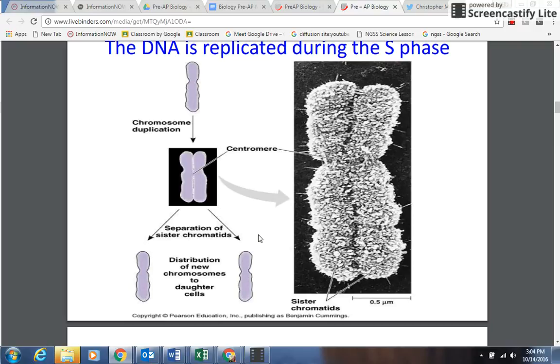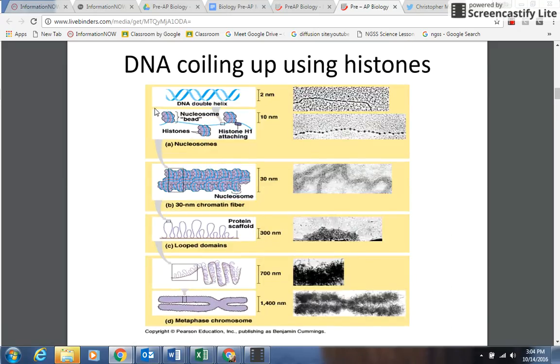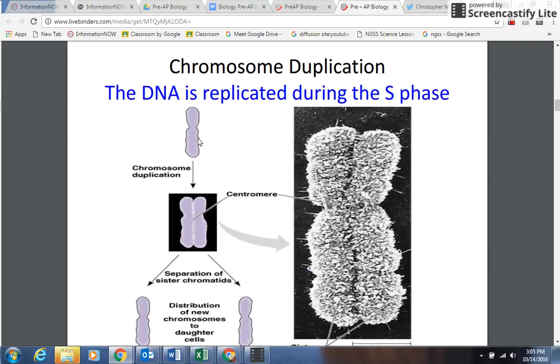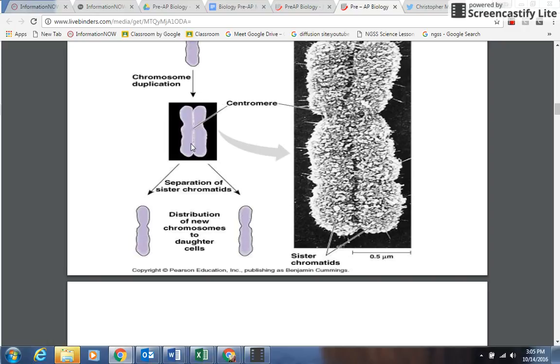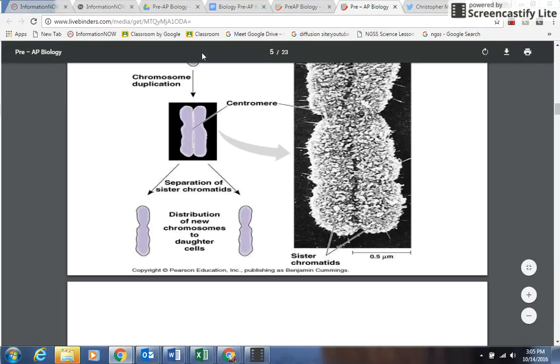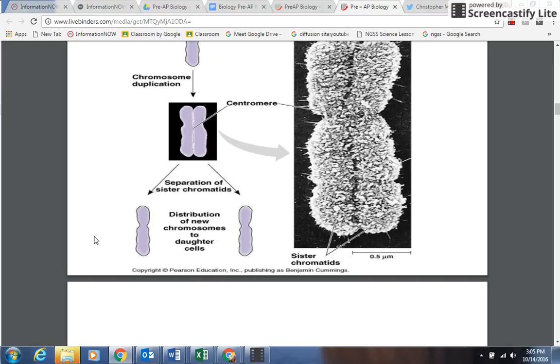All right, and then like we said, the histones are the proteins here. These are proteins that the DNA coils up around in order to condense so that it can divide. And then here, looking at these sister chromatids, tid means portion. So it's the portion of the whole duplicated chromosome after the DNA is replicated. You have this sister chromatid and this sister chromatid, and that's how we refer to them, as sister chromatids. So it's half of the duplicated chromosome.